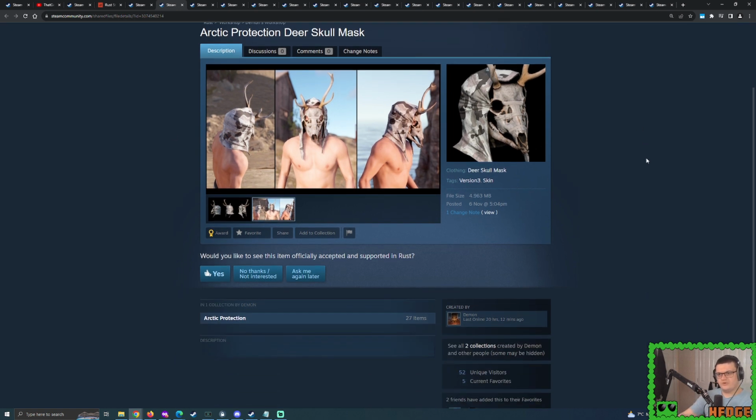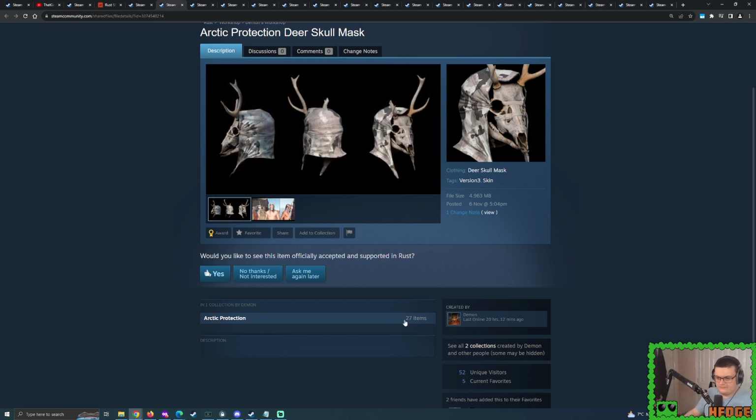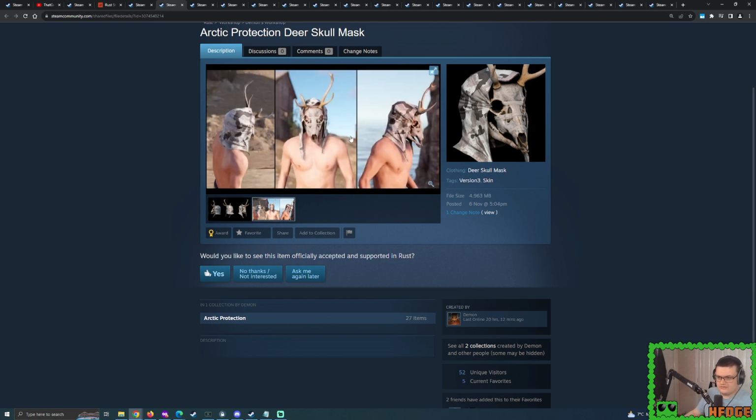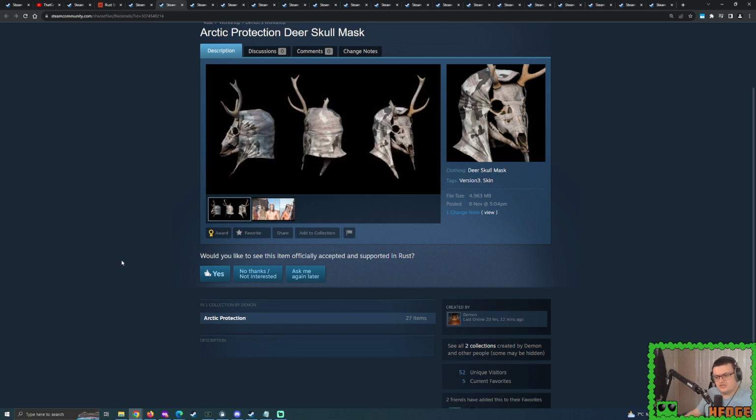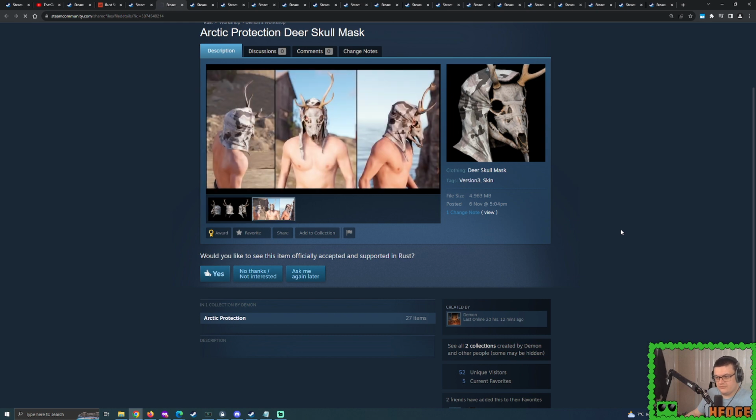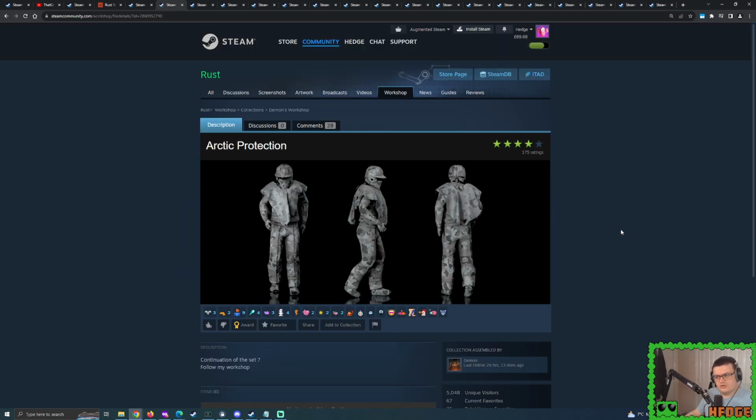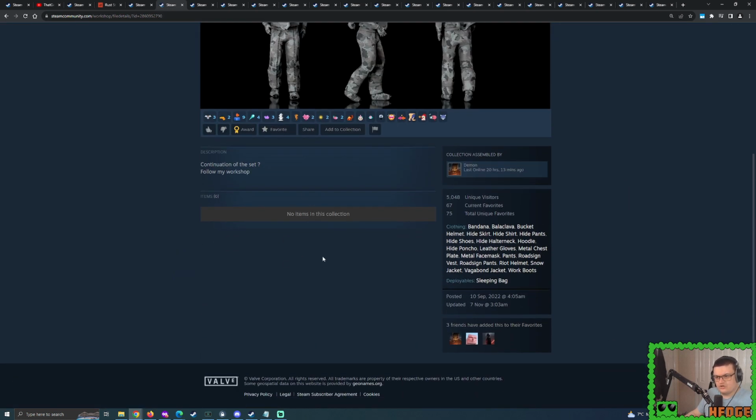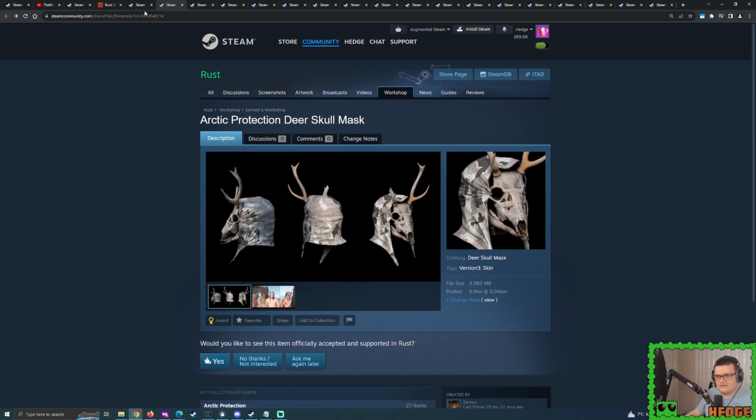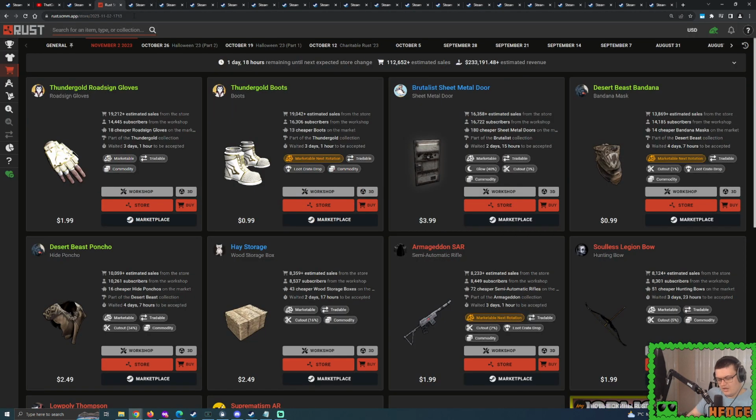Right, gentlemen, first up we have a deer skull mask or bone helmet. Get a good look at this. Very nice, very cool, interesting. You might not instantly remember, but this is part of the Arctic Protection collection. Earlier this year we had a lot of burlap skins being accepted, didn't we? We had the burlap shirt, the burlap pants, and it's not showing me all the skins, so I'll just use SEMM instead.